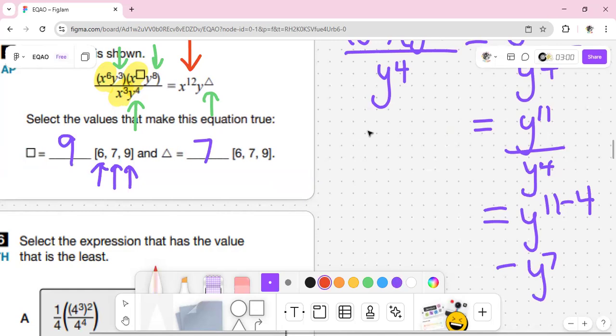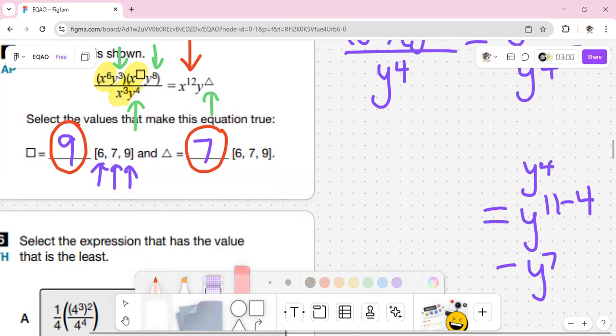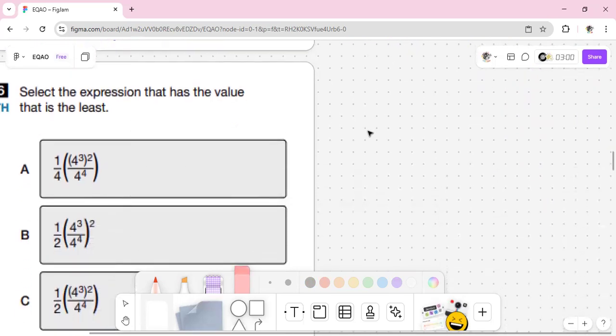The square symbol was represented by 9. The triangle symbol is represented by 7. So hopefully you were able to take detailed notes on that solution. You don't want to miss a single step.